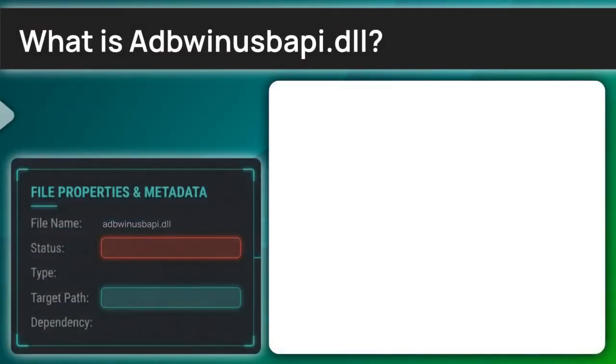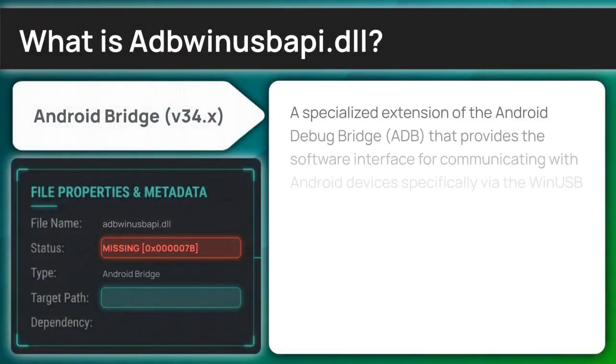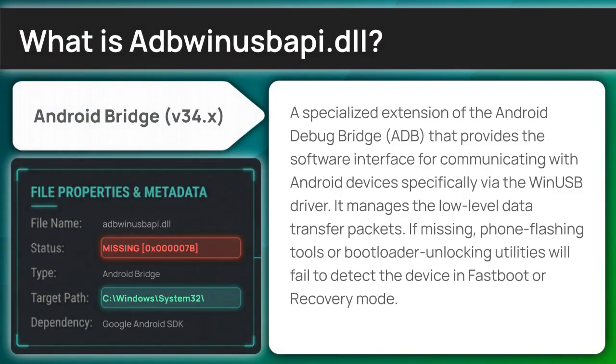This is the Android Debug Bridge Windows USB API, a specialized extension of the Android Debug Bridge, ADB, that provides the software interface for communicating with Android devices specifically via the WinUSB driver. It manages the low-level data transfer packets. If missing, phone flashing tools or bootloader-unlocking utilities will fail to detect the device in Fastboot or recovery mode.